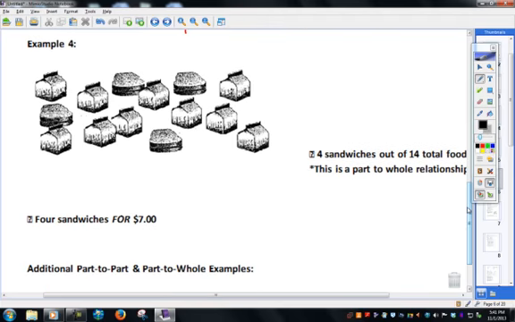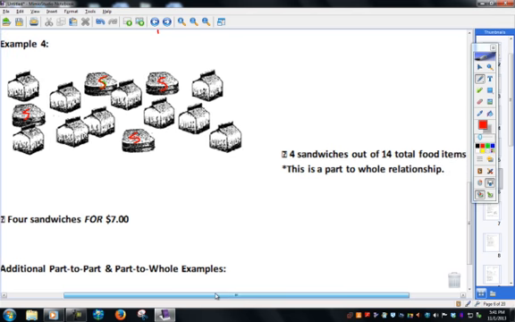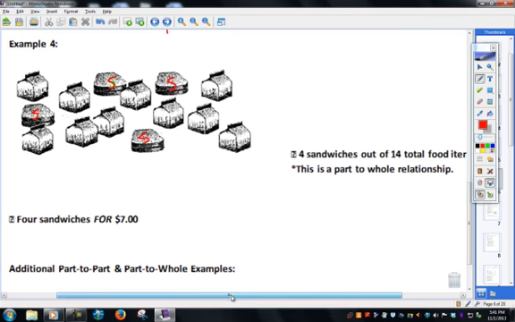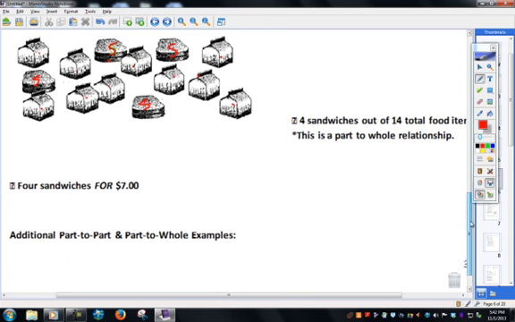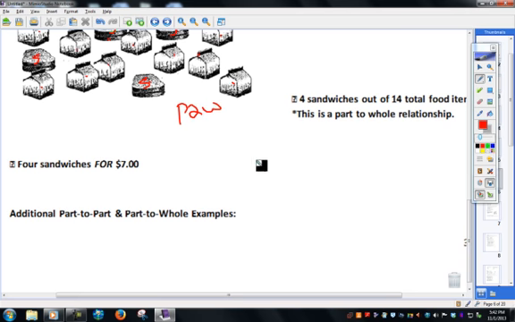Okay? Let's go down. Example 4. This one's really hard to tell even what's what, I know. But I'll just go through this one. This is a sandwich right here. I'm going to use red. This is a sandwich right here. This is a sandwich, sandwich, and then a sandwich. Okay? And it says there are 4 sandwiches out of 14 total food items. Well, there you go. Again, these 4 make up the 14 total. 1, 2, 3, 4, 5, 6, 7, 8, 9, 10, 11, 12, 13, 14. Those 4 are included in the total 14. So this is a part to whole relationship.